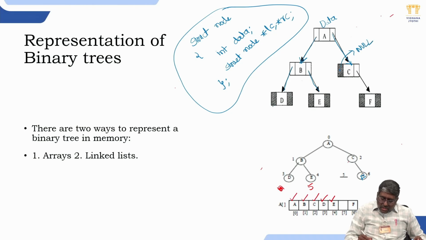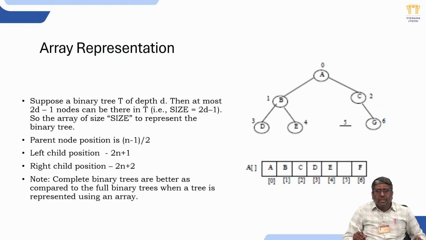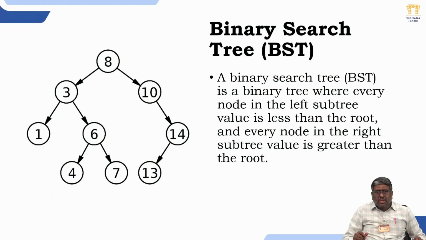Again D does not have left and right children, so these values are null. These are null. So in this way we can represent the tree using a linked list. I have already explained these equations, how to get the left child, the right child, and the parent of a node. This is also a linked list representation.